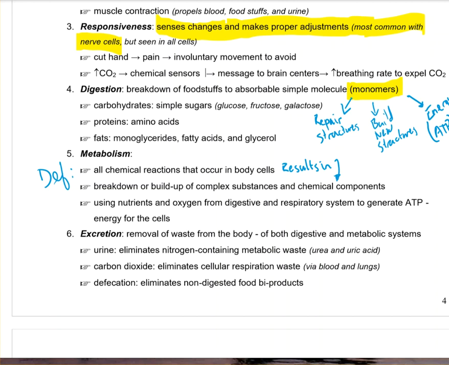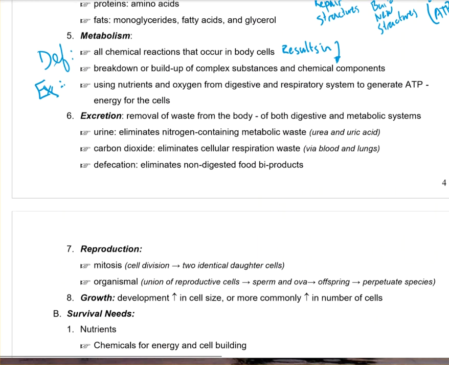And an example of this is using, say, nutrients and oxygen from the digestive and respiratory systems to make some of that ATP we were just talking about. So that's metabolism. We'll get into digestion and metabolism a lot more in the third term of this series.